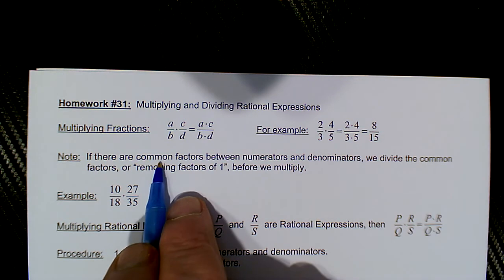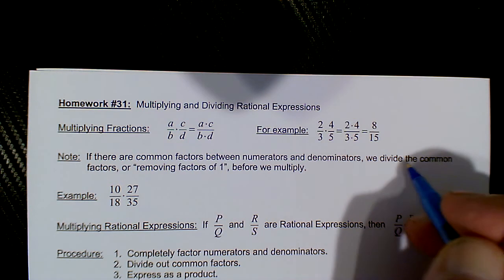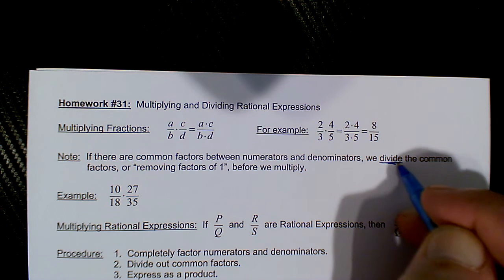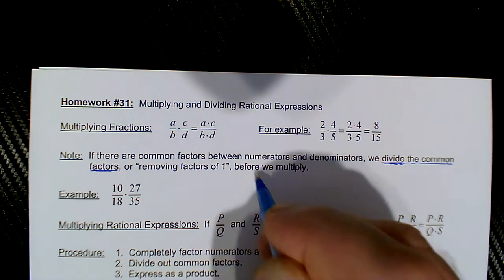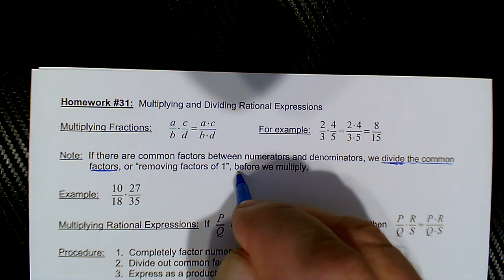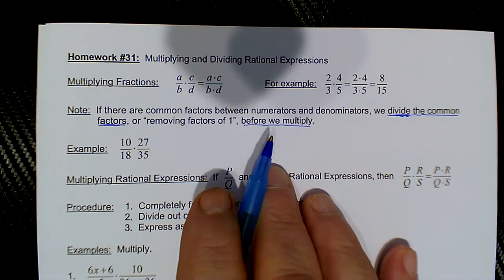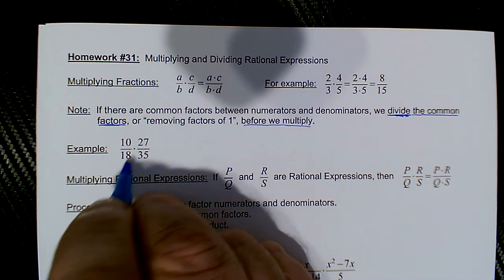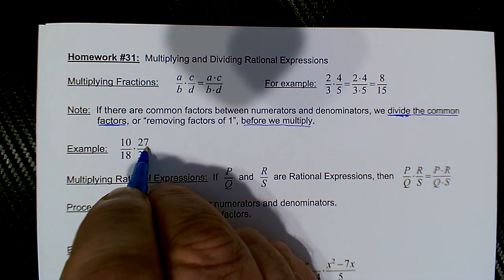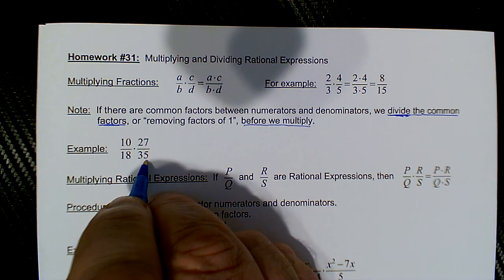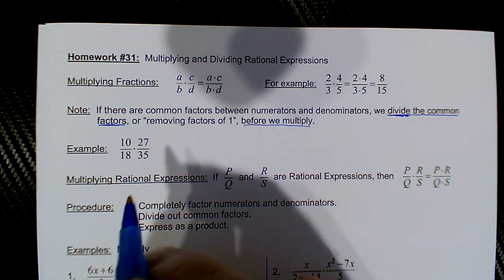But if there are common factors between the numerators and denominators, we want to divide the common factors first before we multiply. Or, as we mentioned, removing factors of 1 is another way to think of it. For example, I don't want to multiply 10 times 27 and 18 times 35. I mean, 10 times 27 is not all that bad. That's 270. But 18 times 35 is really, really large, especially if there's anything common between these numerators and denominators.